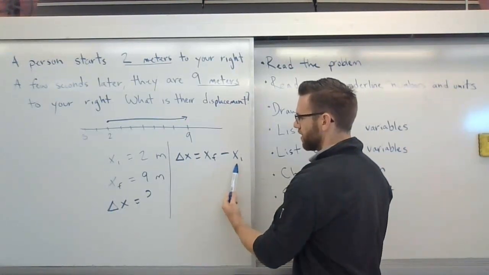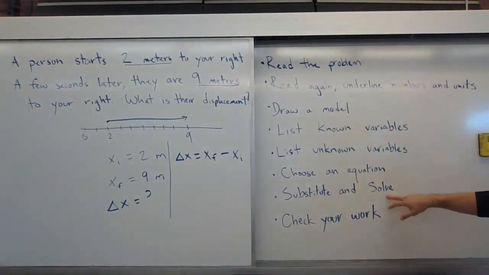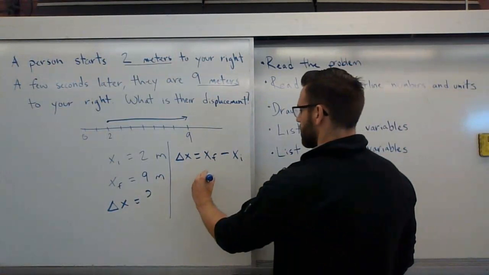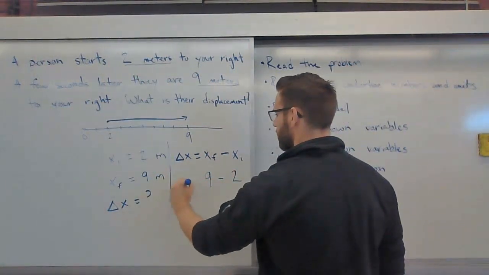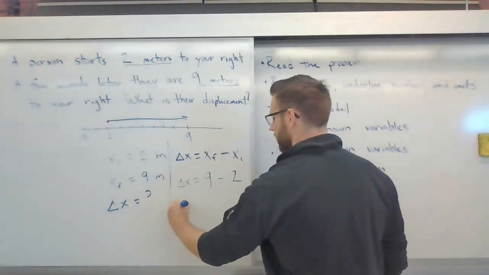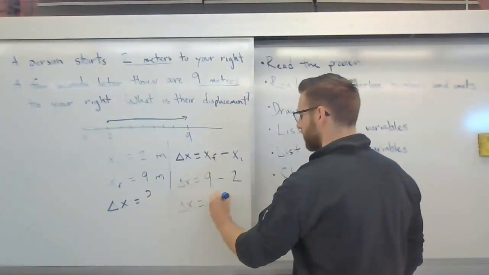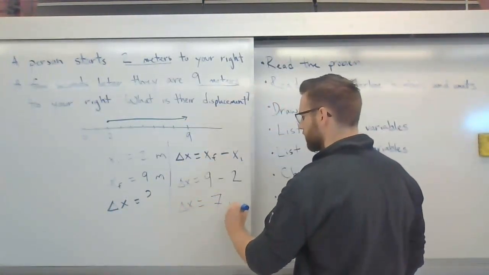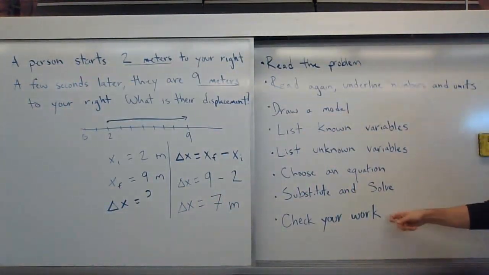Final position, initial position. So now I'm going to substitute and solve. This is 9. This is 2. Delta x equals 9 minus 2. Well then, delta x, my displacement, is equal to 7. And that's meters. All right, so I substitute and solve. Now I'm going to check my work.